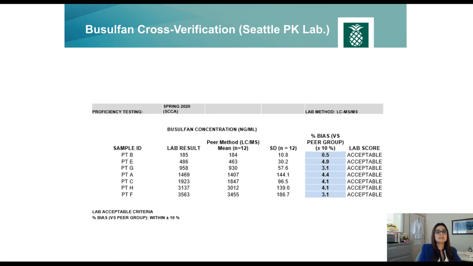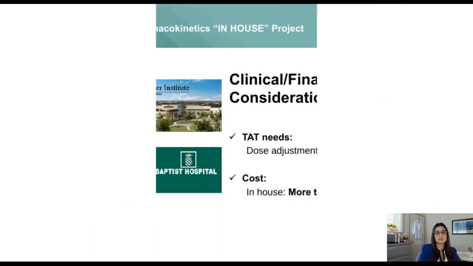This is the analysis we did for a specific round of the Seattle cross-verification exercise, where the results are compared with the peer mean using the mass spec methodology. The percentage of bias obtained is less than 5% in every proficiency testing sample.